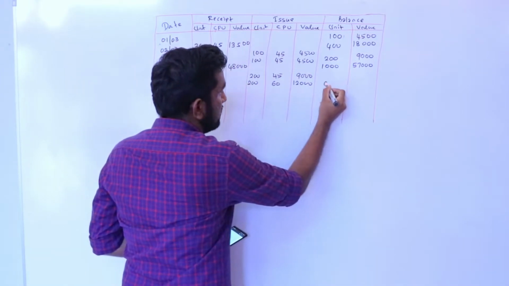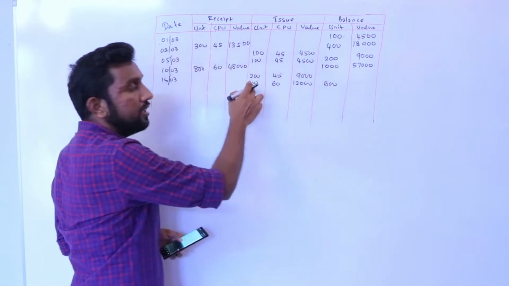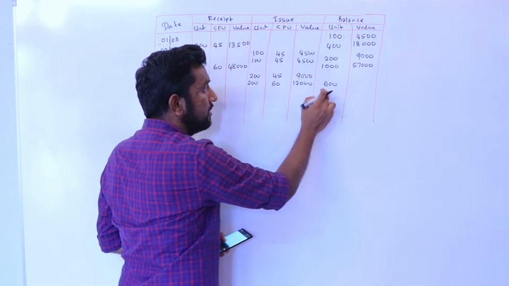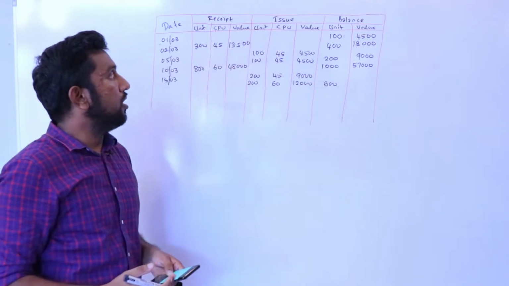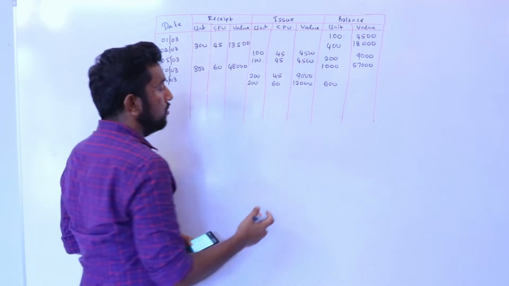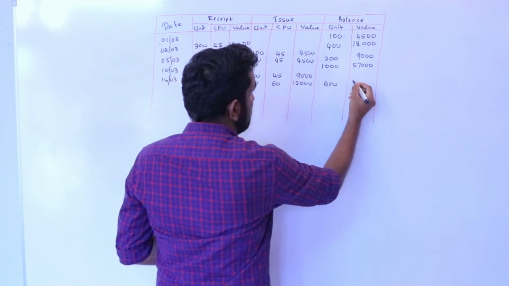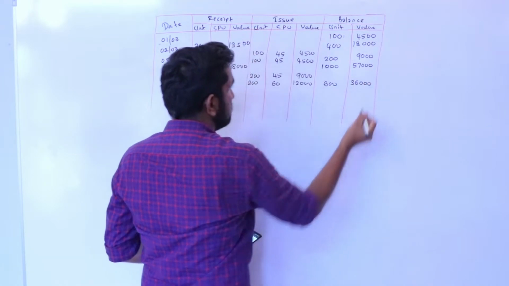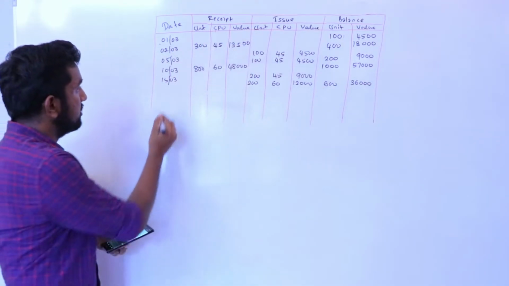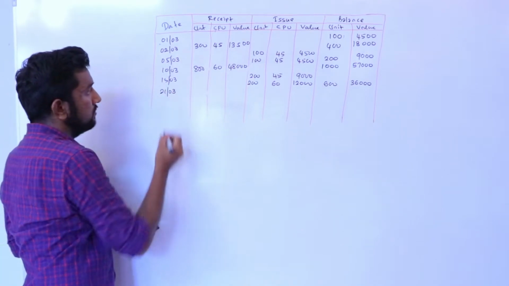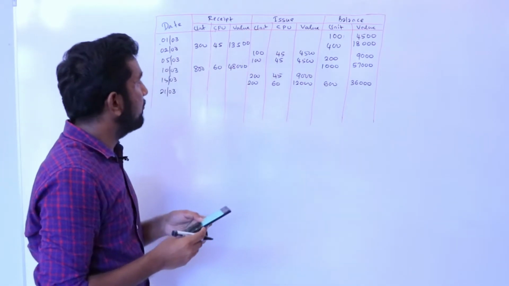So 600 is my balance. I had 1,000 earlier. I issued 400. And my balance is 600. And I had a balance of 57,000 in value. And issue is 21,000. So how much? 36,000. Right? Then again I am issuing on 21st. So on 21st I am issuing again 400.